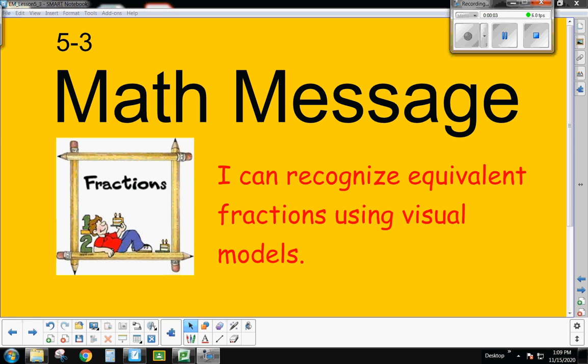All right, boys and girls, this is Math Message 5-3, the main math lesson of the day. And in today's lesson, we are going to learn to recognize equivalent fractions using visual models. But first, let's go ahead and get warmed up.